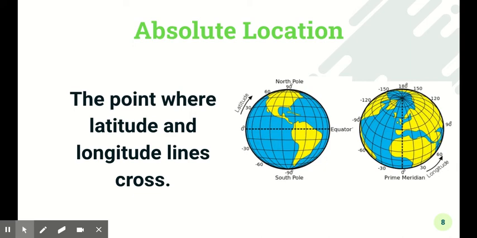Our absolute location is the point where latitude and longitude lines cross. So if you're ever looking for a location of a certain place, you will find its latitude and its longitude, and that is your absolute location.